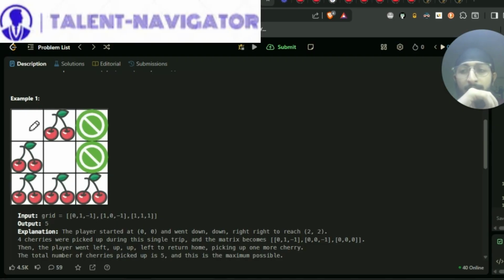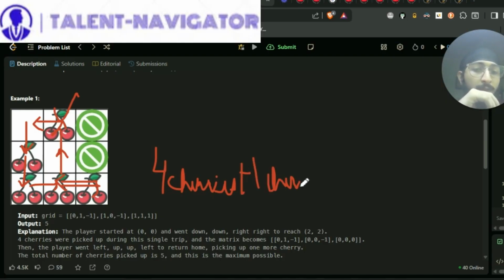We can do this by starting from here, going down, then going down again, then going right, then going right again. Now we have collected 4 cherries in this process. And now we need to come back up as well. So we go left, we go up, we go another up, and then we go left. In this process, we have collected 1 cherry more. This was during going right and down, and this is by going left and up.